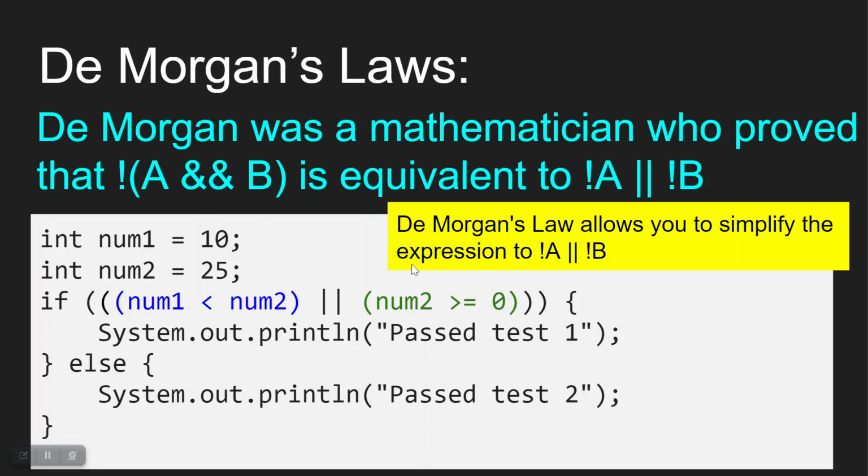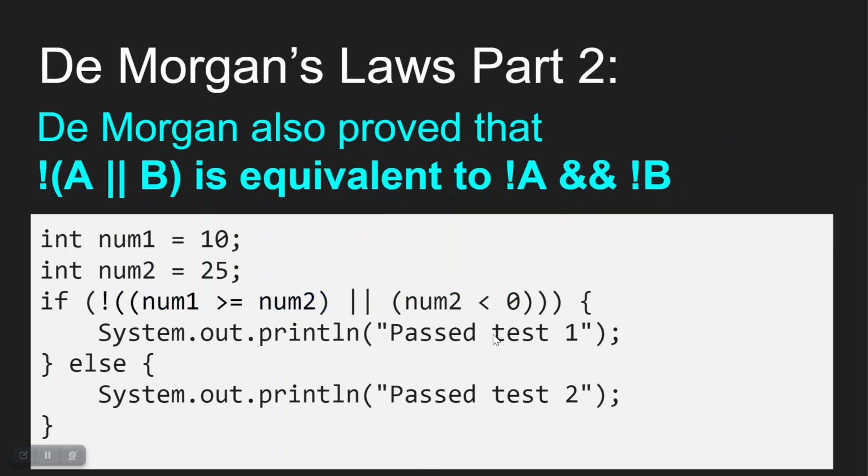We've just applied De Morgan's law, which allows you to simplify things a little bit. This is a little bit easier to evaluate. Now you can just clearly see that num1 is less than num2, so this is going to pass, and it's going to pass test 1. Now, De Morgan also proved that not (A or B) is equivalent to not A and not B.